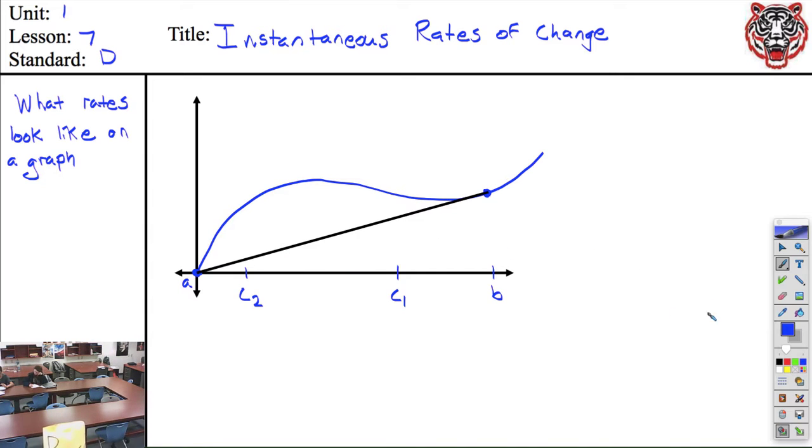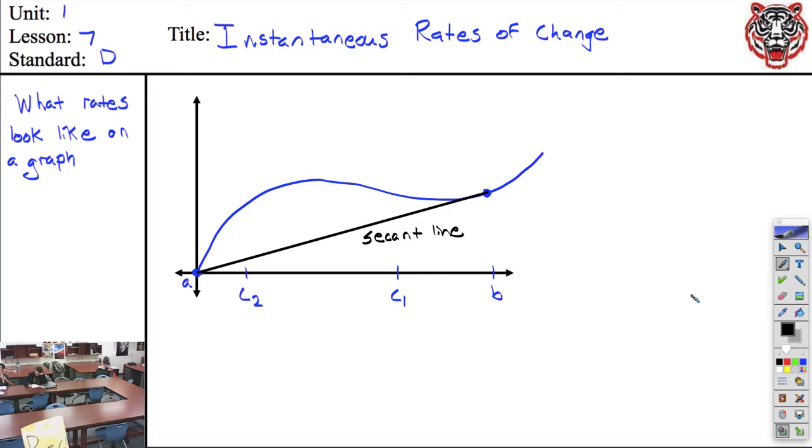I want to go by another name, though. This is also called a secant line. You'll know a secant line when you see it because it intersects the function more than once. That's the definition of a secant line. You can see that it intersects down here at A, up here at B. And I want to teach us the other type of line. Do we know what other types of lines we have from geometry? Secant versus tangent.